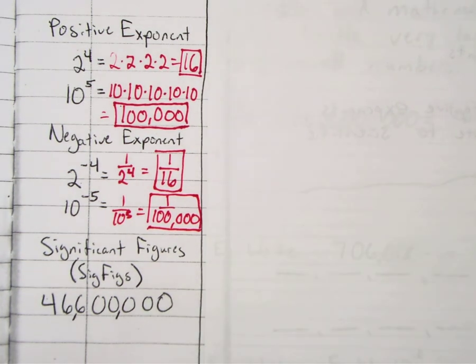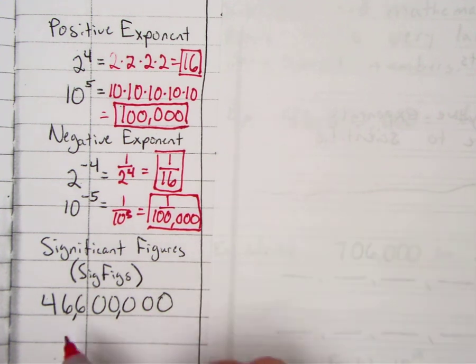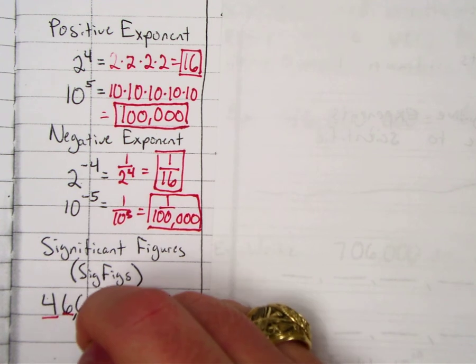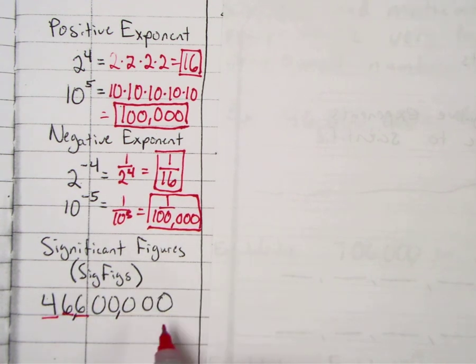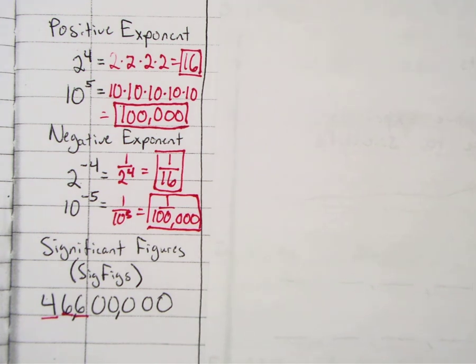Next for vocab, we have significant figures, or sig figs, as I like to call them. In this number, 46,600,000, there are a lot of digits here, but only 3 of them are important. 4, 6, 6. All of these zeros are simply placeholders. These 3 digits are our significant figures.